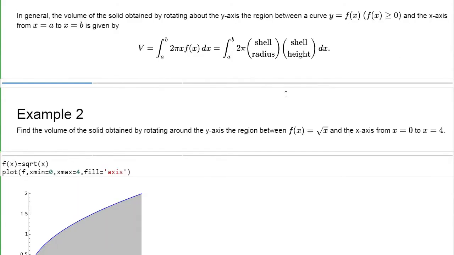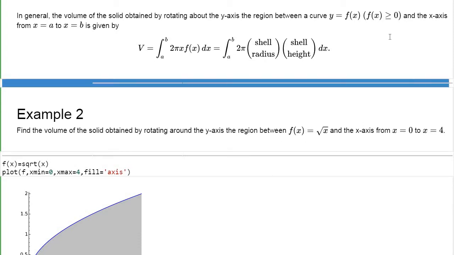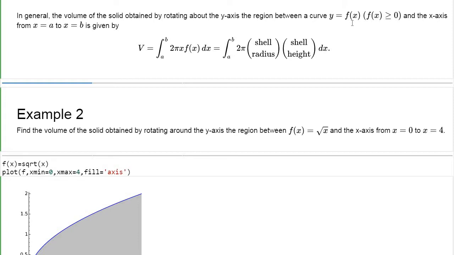So in general, if you're rotating around the y-axis the region that's between the curve y equals f of x and the x-axis, I'm going to assume here that the function is positive. Don't want to worry about crossing the x-axis and dealing with negative function values. Let's just have a positive function. I'm going to rotate the region between that function and the x-axis around the y-axis. And here's our formula in general. It's the integral from a to b of 2 pi x times f of x, where x goes from a to b. Or in other words, 2 pi times the radius of the shell times the height of the shell.